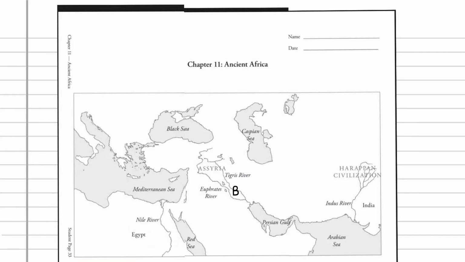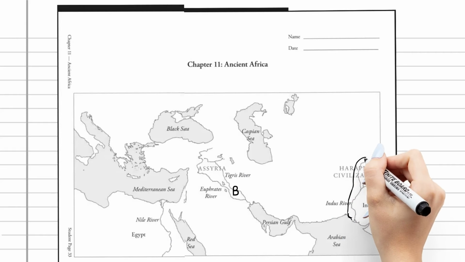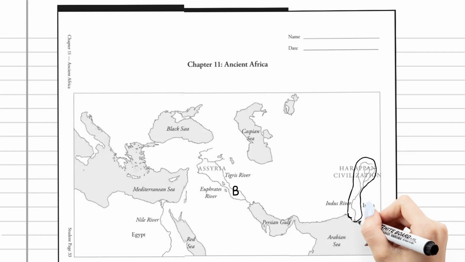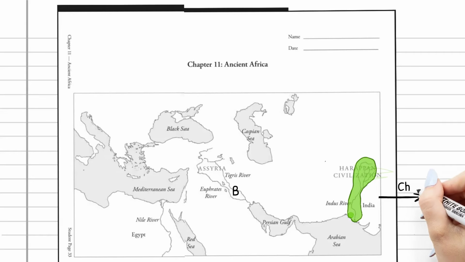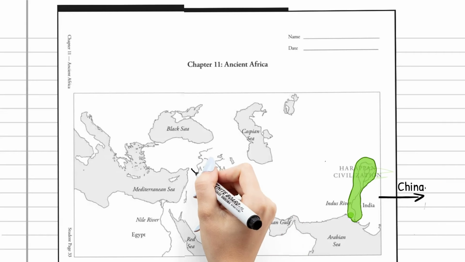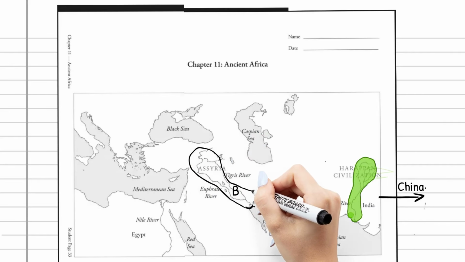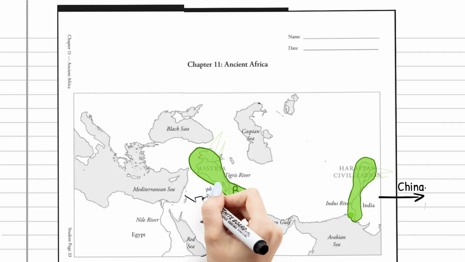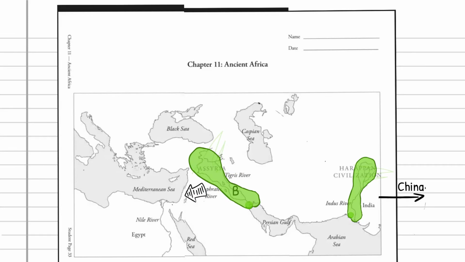We colored the Indus Valley green, indicated where China is off the map, colored Mesopotamia green, and found the Mediterranean Sea. If we follow the shore of the Mediterranean Sea from Mesopotamia down to the Nile River, we will see Egypt. We will circle Egypt and draw a pyramid next to it. There you have it. Your Chapter 11 map.